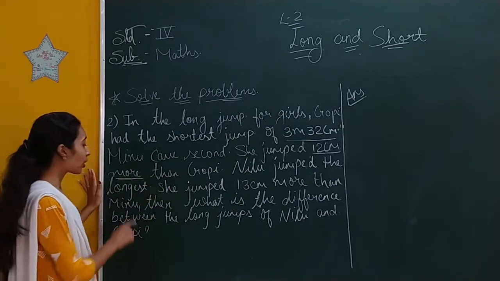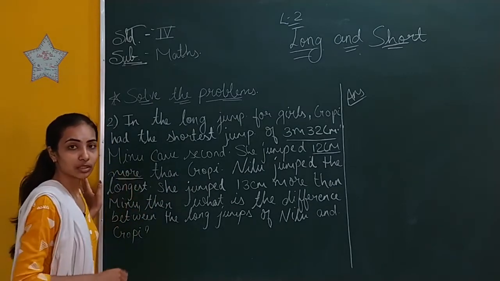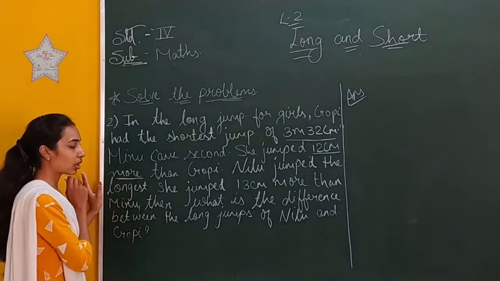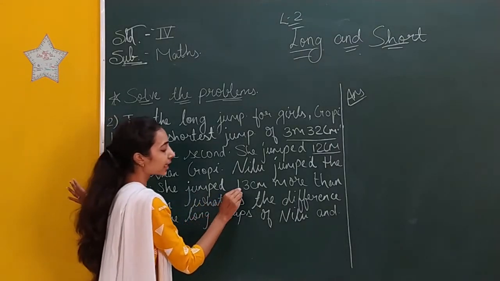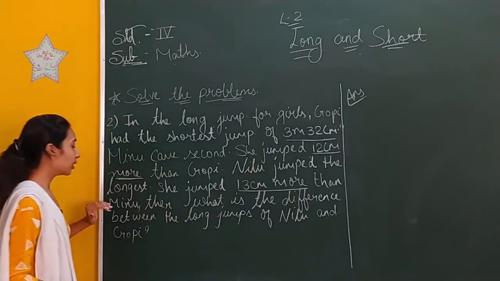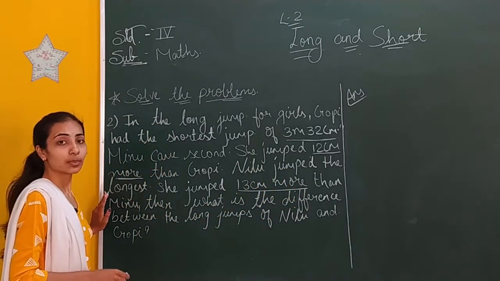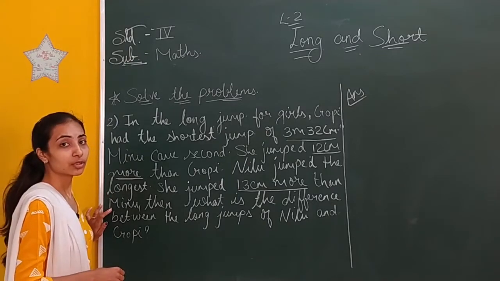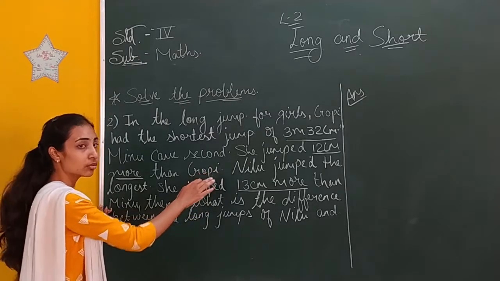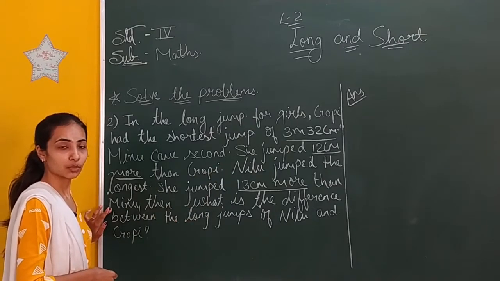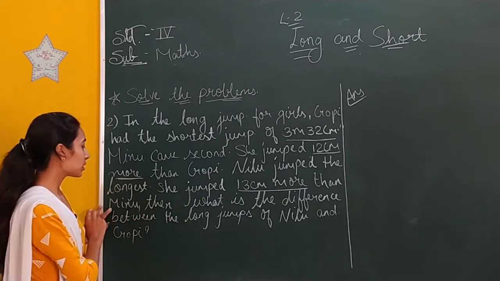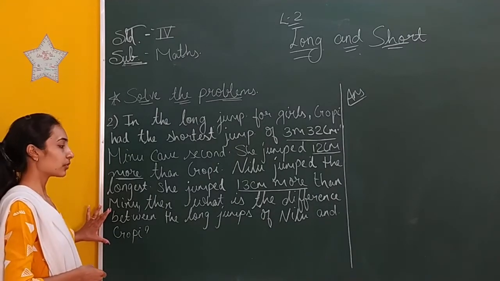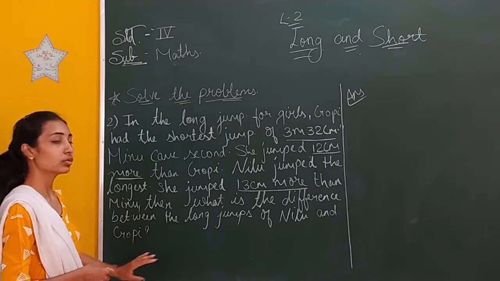Nilu jumped the longest. Now among these three girls, Nilu is jumping longest. She jumped 13 centimeter more than Minu. For that we need to first find the jump of Minu, then we can find the jump of Nilu. Then what is the difference between the long jump of Nilu and Gopi? We have to find the difference between the jump of Nilu and Gopi.